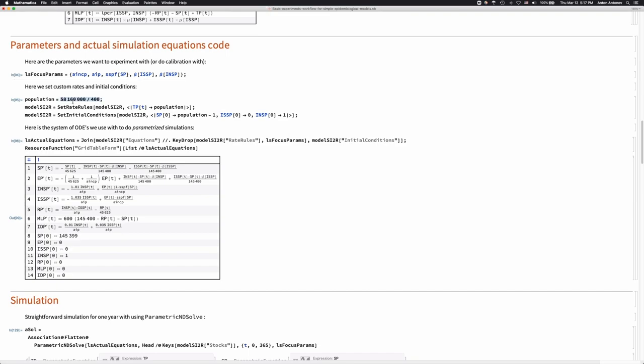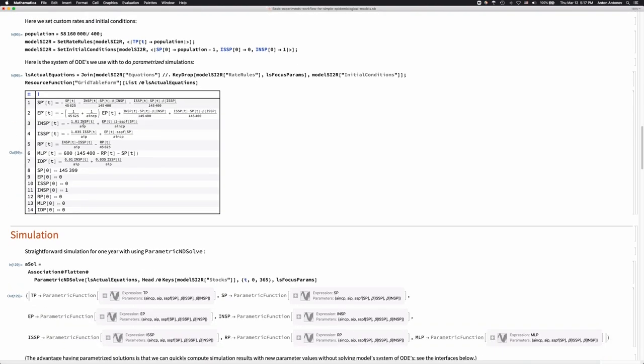Here I have used 58 million people. This is the population from Hubei, the Chinese province in which the city of Wuhan is. I have done some other transformations here just to make the models work. But here you can see where I'm putting some concrete rates and concrete initial conditions. And this is what the system which we're going to give to NDSolve or ParametricNDSolve looks like. So I can do some other changes in this manner.